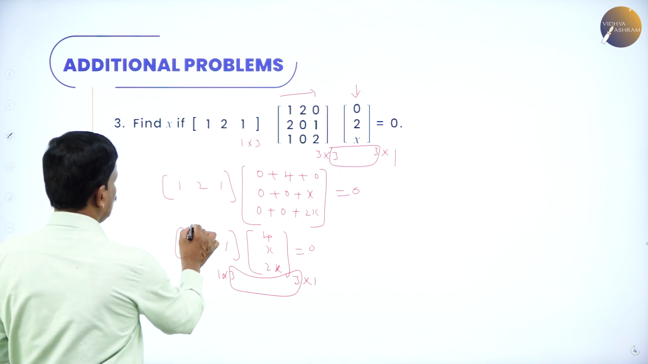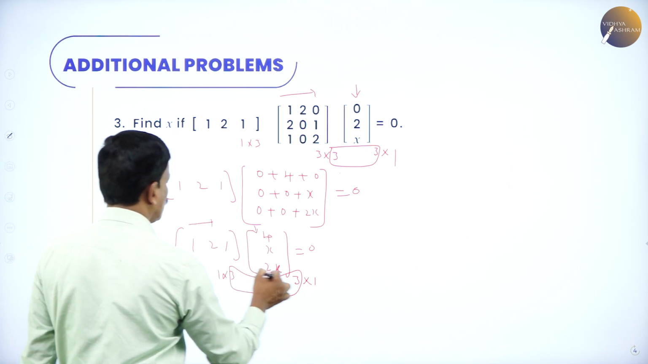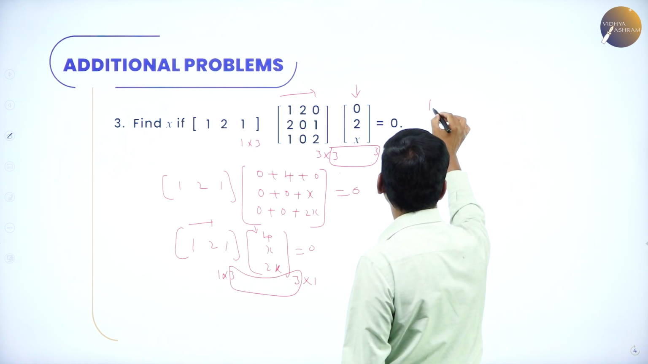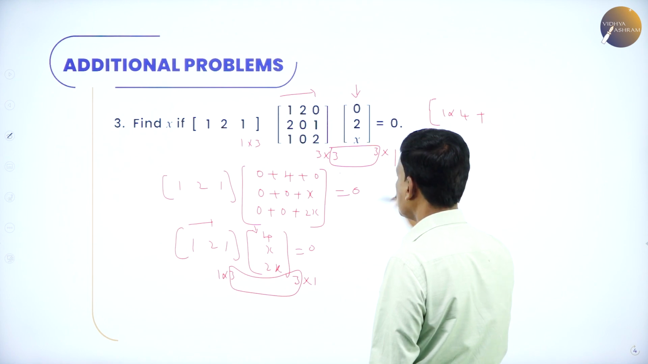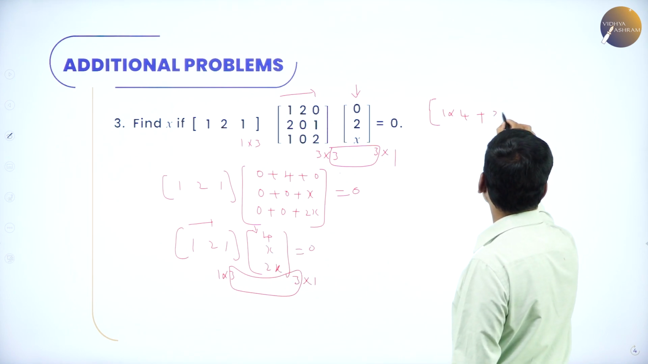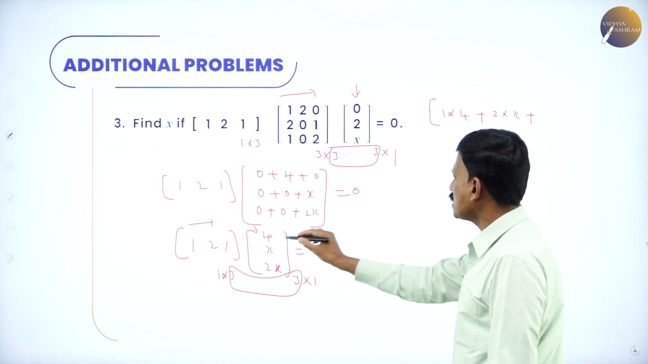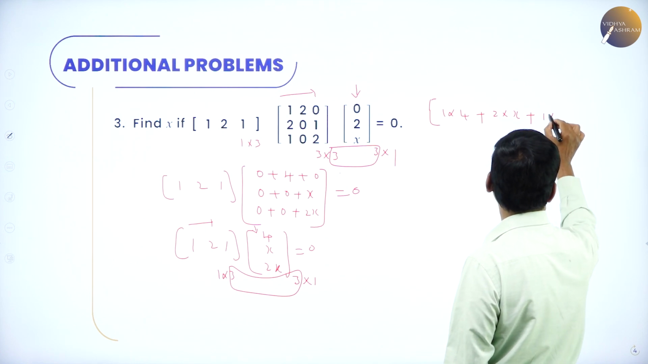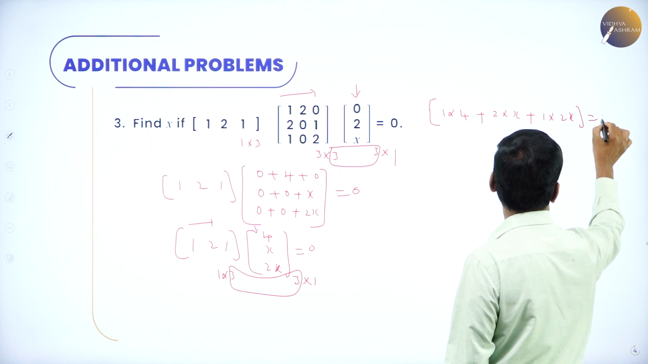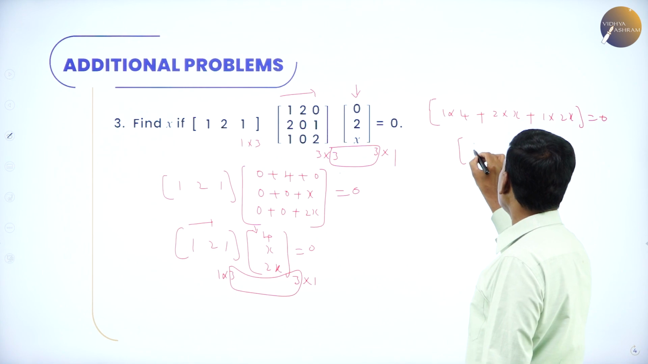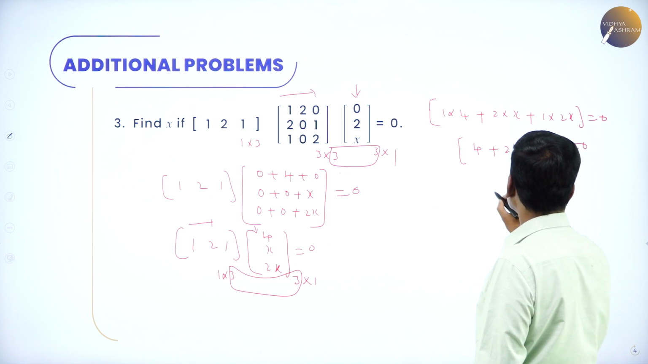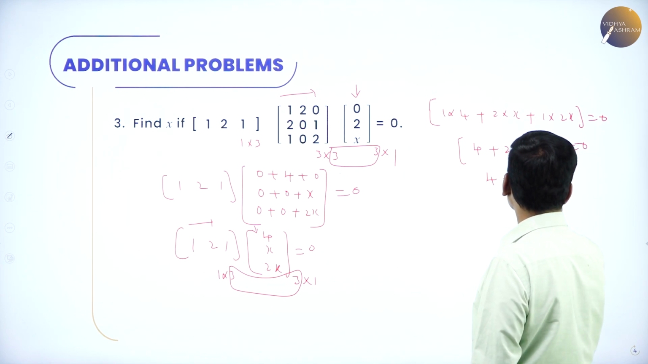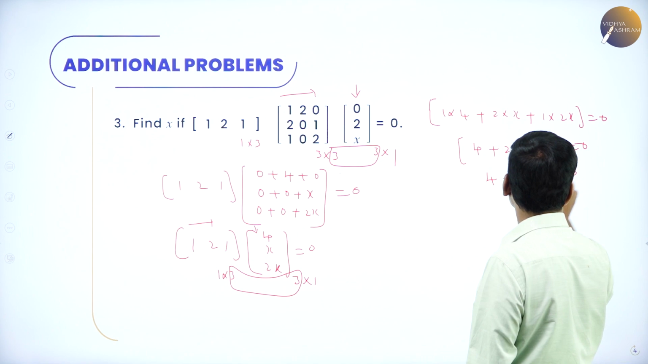into 1. So first row, again first column, 1 into 4, 1 into 4 plus 2 into x, 2 into x plus 1 into 2x is equal to 0. So that is 4 ones are 4 plus 2 into x is 2x plus 2x is equal to 0. This is 4 plus 4x is equal to 0.